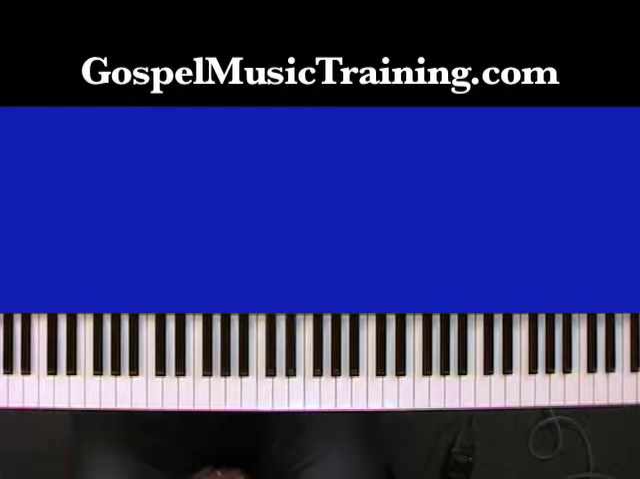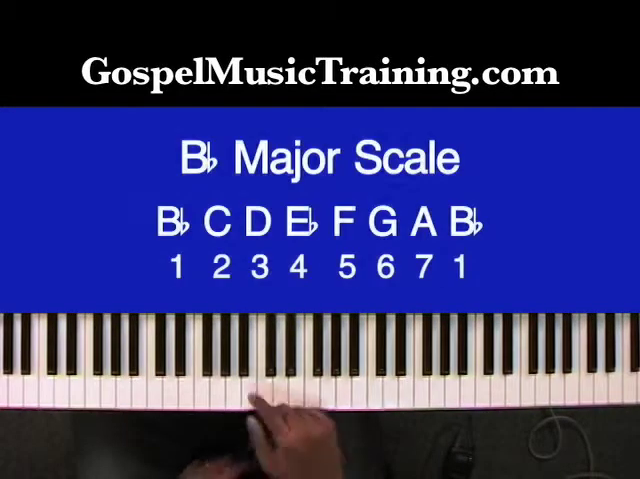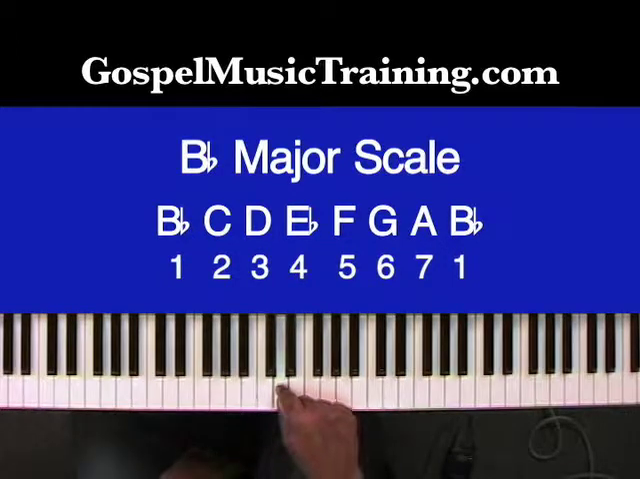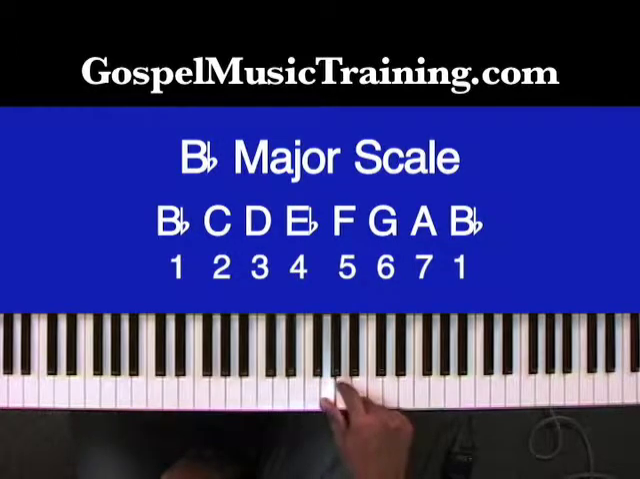Okay, let's go to the key of B flat. B flat is the first tone. C is the second tone. D is the third tone. E flat is the fourth tone. F is the fifth tone. G is the sixth tone. A is the seventh tone. And B flat, back at home, first tone.